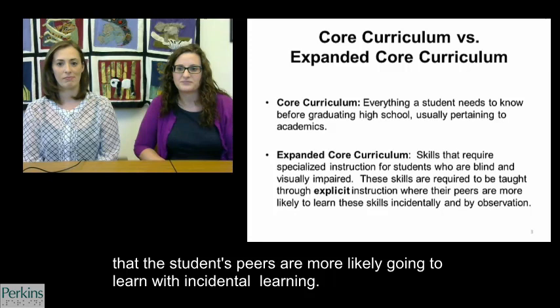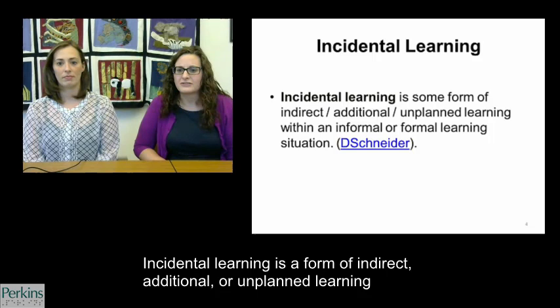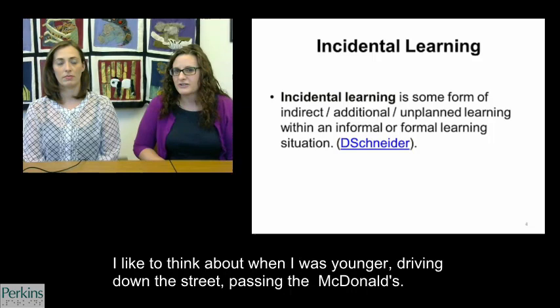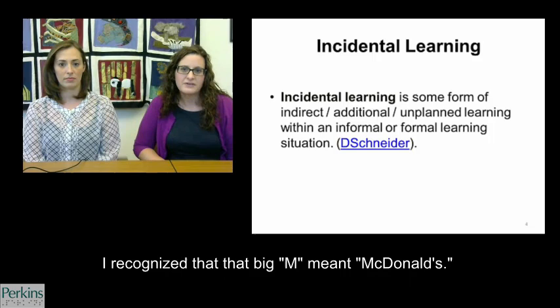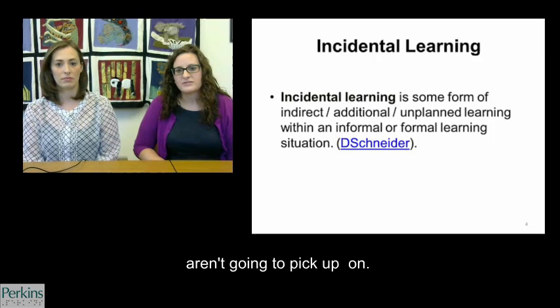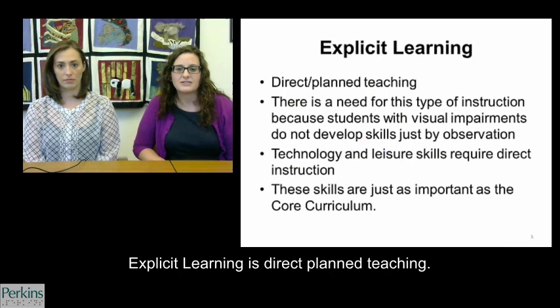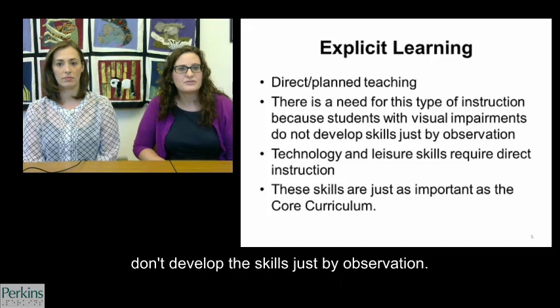So incidental learning is a form of indirect, additional, or unplanned learning within a formal or an informal setting. I like to think about when I was younger, driving down the street, passing the McDonald's. I recognized that that big M meant McDonald's. This is something that visually impaired and blind students aren't going to pick up on. Explicit learning is direct, planned teaching. And this type of instruction is needed because students with visual impairments don't develop the skills just by observation.